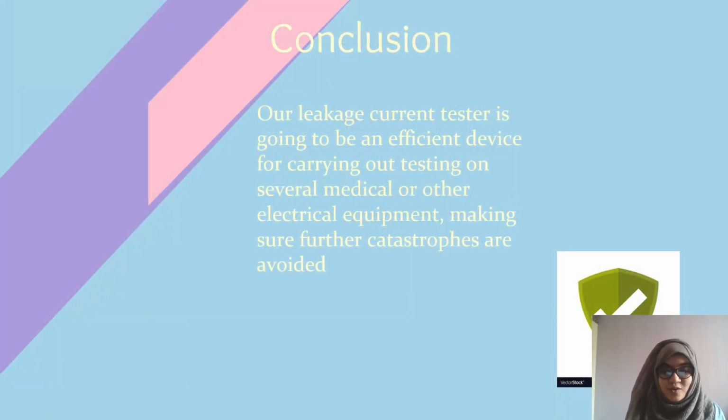So in conclusion, we can say that our leakage current tester, which can detect whether there is a leakage hazard in a medical device or in any other electronic equipment, can help to avoid unwanted situations and accidents, saving people from further catastrophe. In the long run, we also plan to modify our tester by improving it so that it can become more efficient in ensuring maximum safety of the consumers.